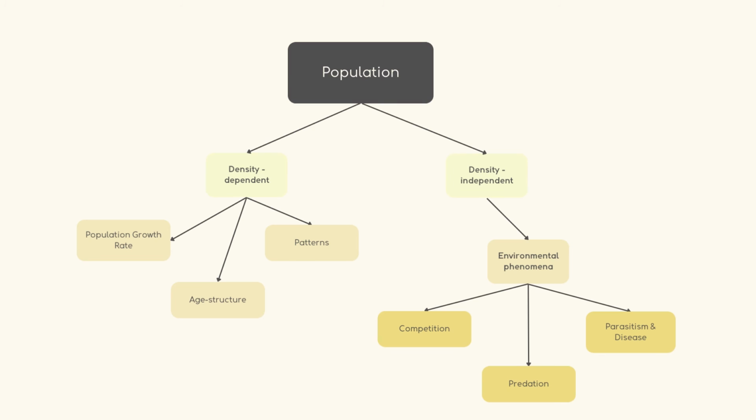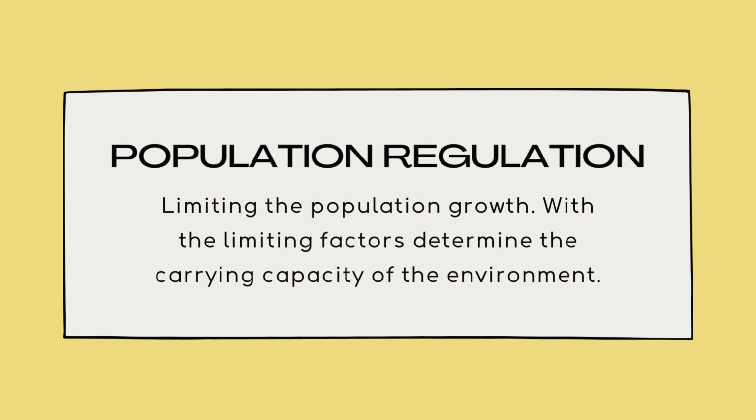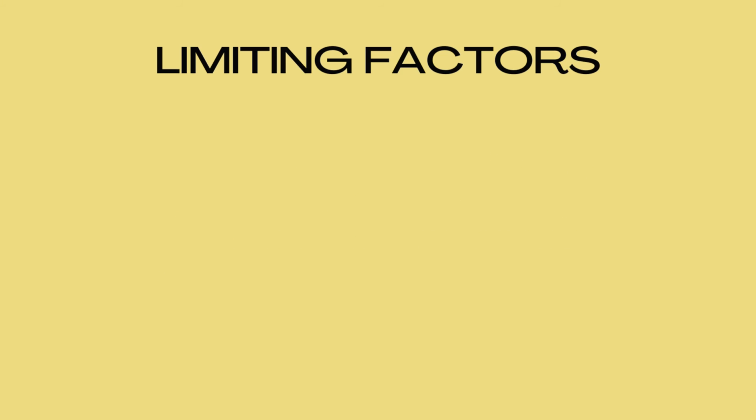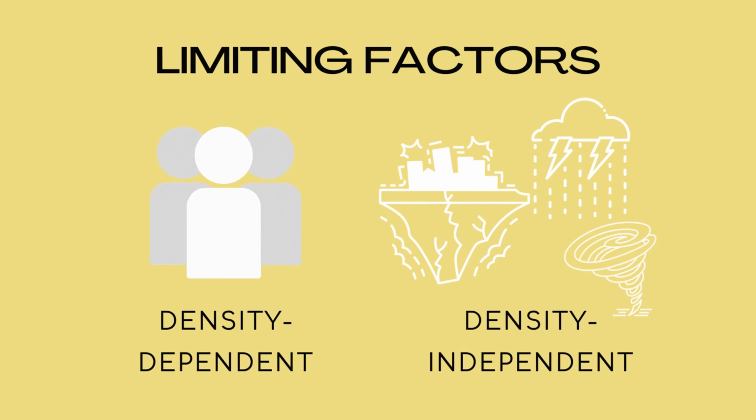Even though the population of the organisms in the earth is massive, it doesn't just grow over time. There are some times that the population decreases or stabilizes. This is what we call population regulation. When it comes to population regulation, the limiting factors determine the carrying capacity. There are two factors that we have to consider, the density-dependent and the density-independent.